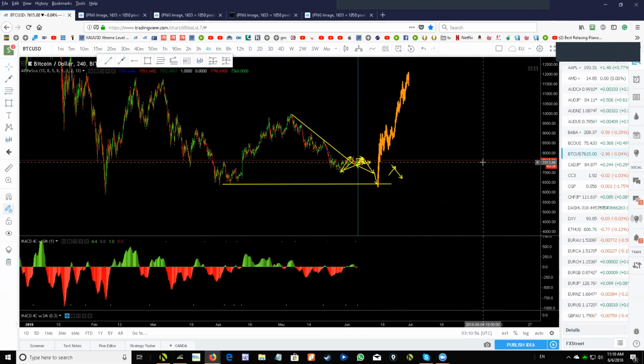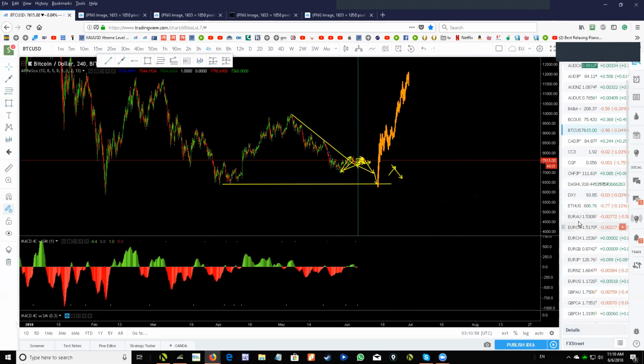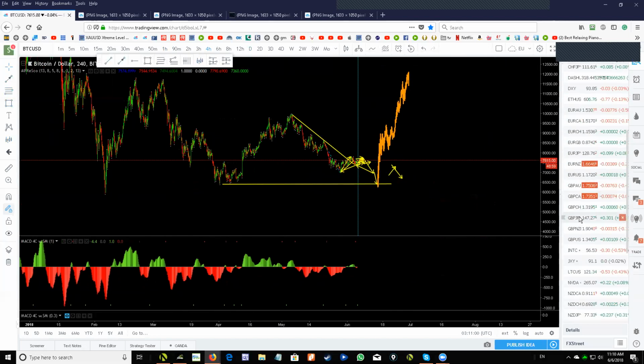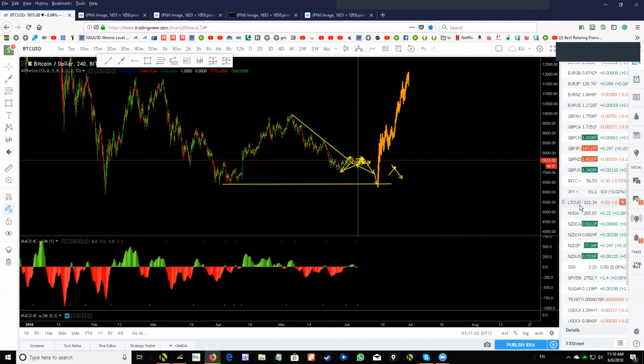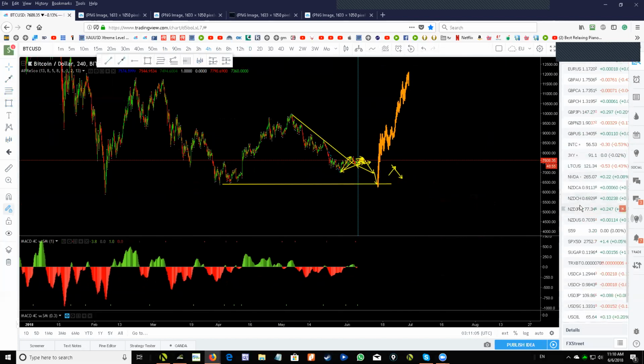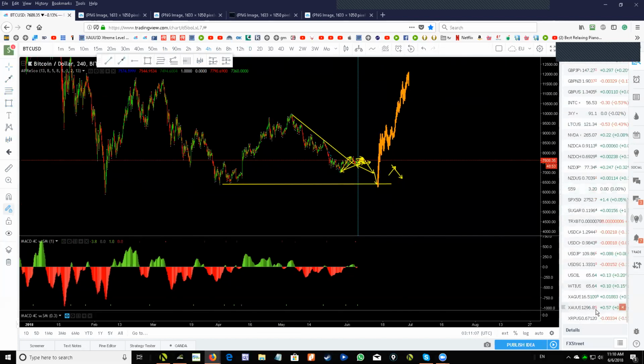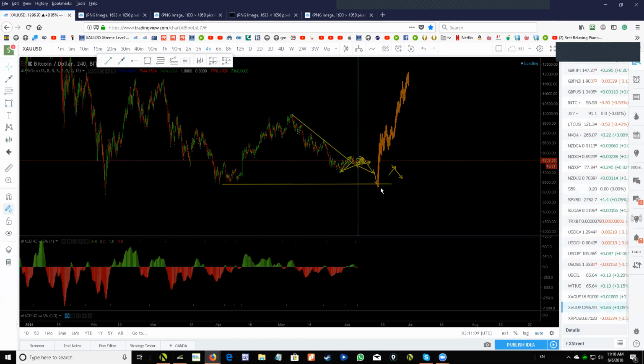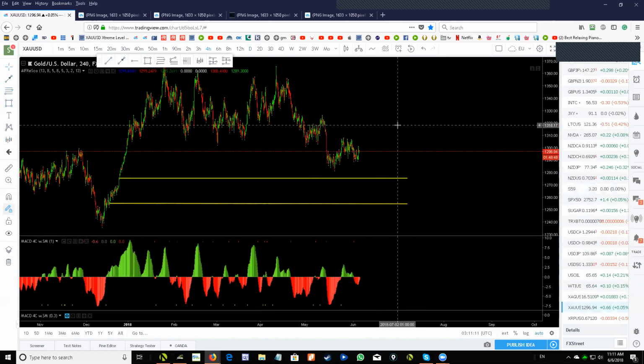Just a few I want to talk about. I don't want to go through all of it. Let's see which ones I want to talk about. Trades that I'm looking at would be, I'm very interested in gold. Very interested in gold.